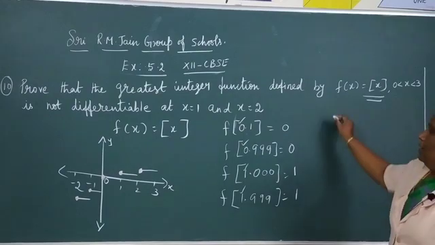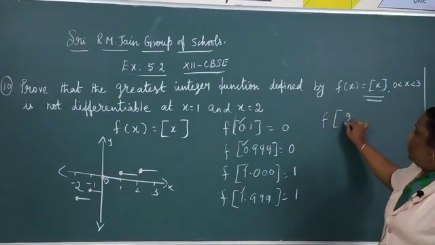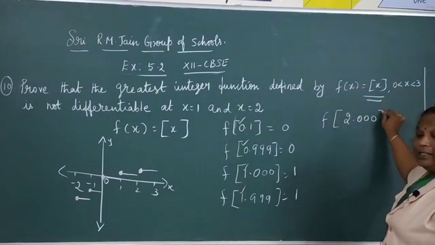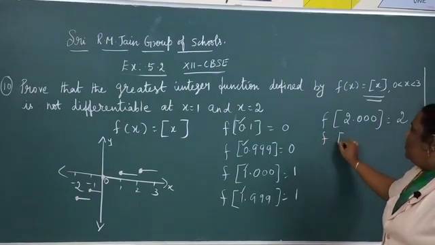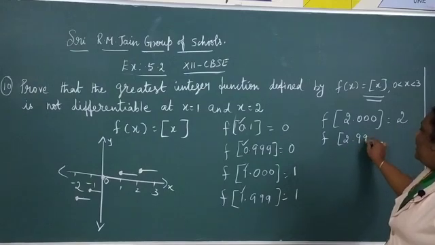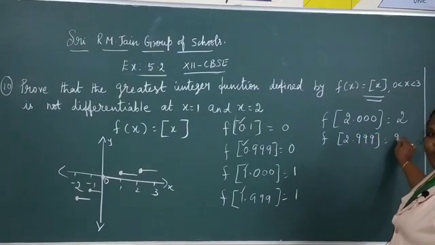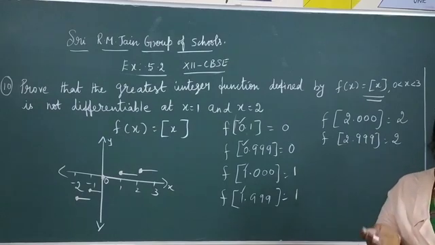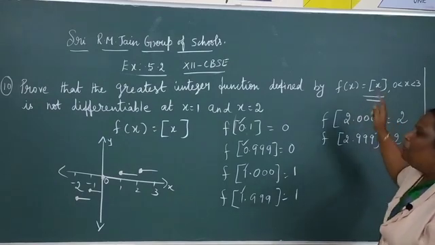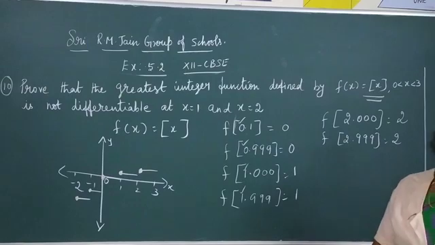Okay. Suppose f of 2.000, what is the answer you write? 2. f of 2.999, what is the answer you write? 2. Have you clear? This is nothing but a greatest integer. This is the symbol for greatest integer.